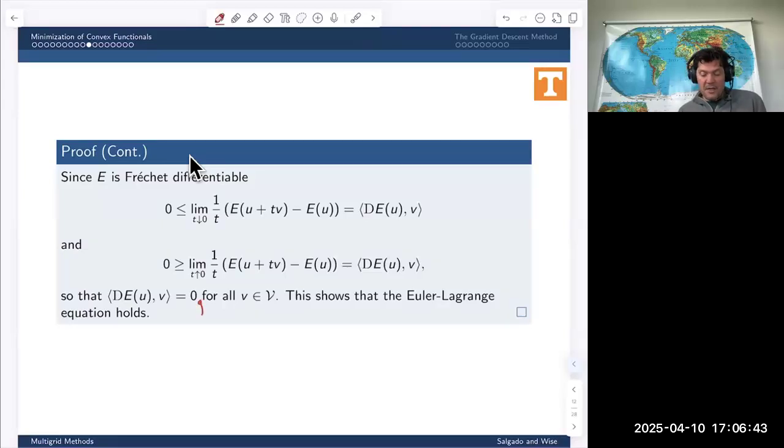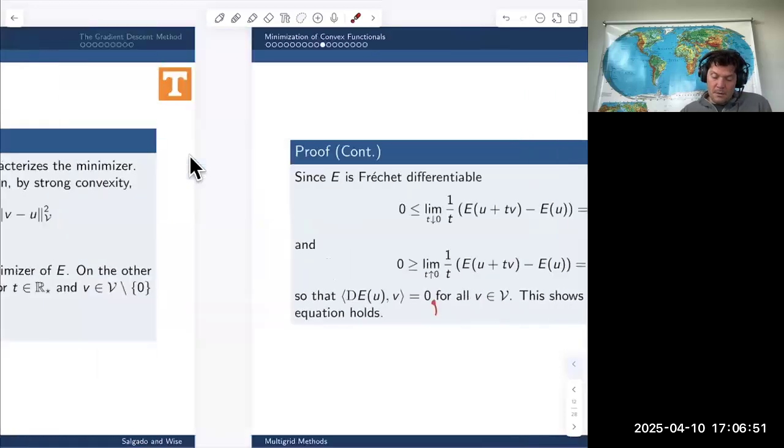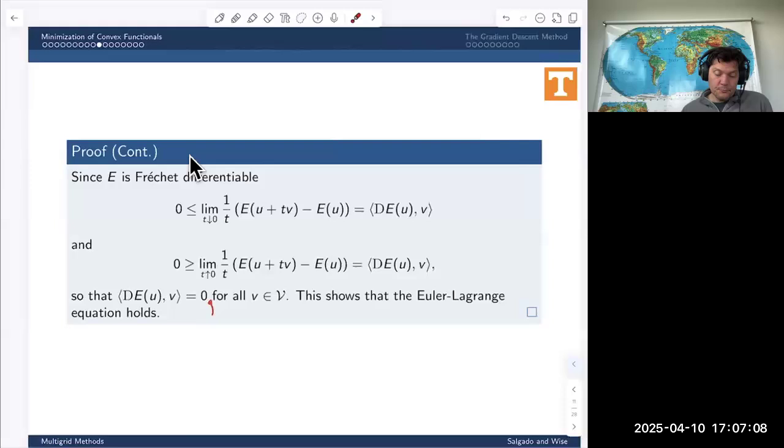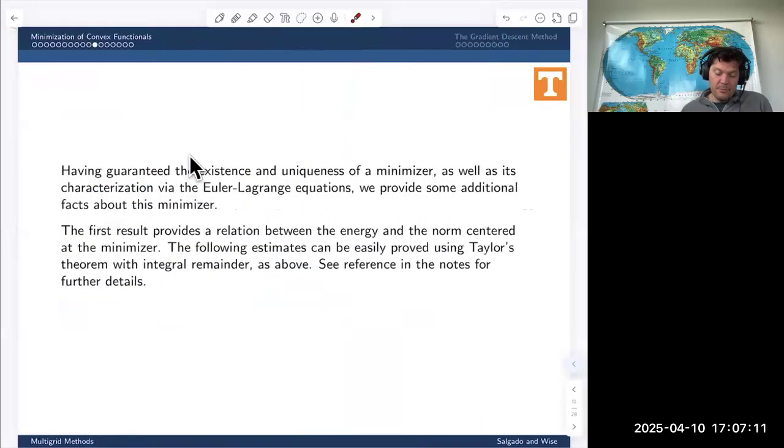Comma, for all v in V. So this shows that the Euler-Lagrange equation holds. So we've got both directions. Okay. Right. So we said that this is a characterization. And what a characterization means is if it satisfies this equation, then it has to be the unique minimizer. And if it's the unique minimizer, then it has to satisfy the Euler-Lagrange equation. So we're done with our if and only if proof.